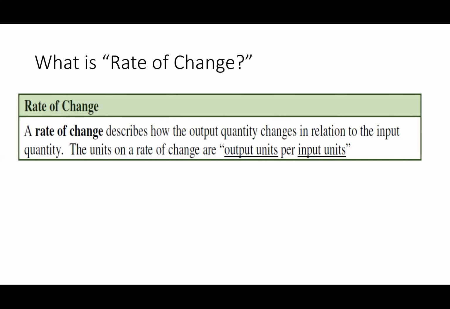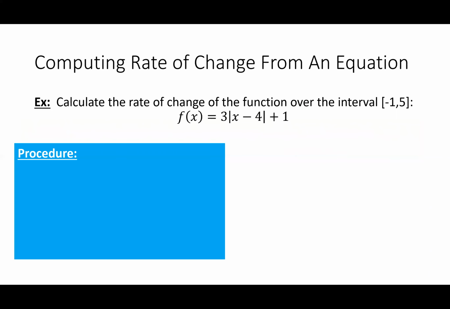What's happening? Let's start with this function here. We're going to calculate the rate of change of this function over the interval [-1, 5]. I'm going to give you a second to try this on your own first. Keep in mind that those vertical lines represent an absolute value function, which is prerequisite knowledge for the course, so you should know how to work with these. If not, that's all right. Take a second to review them after the lesson.